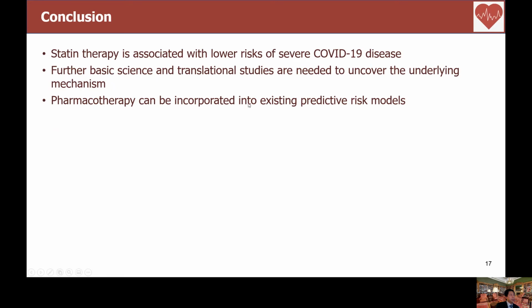So in conclusion, statin therapy is associated with lower risks of severe COVID-19 disease. We do need further basic science and translational studies to unravel the underlying mechanisms. And on the risk prediction front, I believe we should incorporate pharmacotherapy into existing risk models. In addition to antihypertensive use, as well as anticoagulant or anti-platelet use, because statins are a potential disease modifier, this should be included in the predictive risk models.